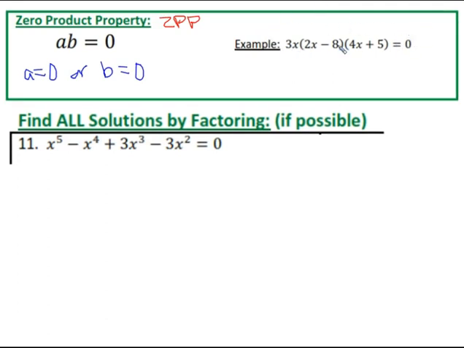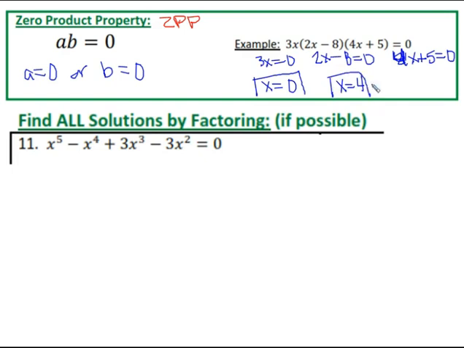So for example, we've been doing this year, either 3x equals 0, that's kind of our first part, or 2x minus 8 equals 0, that would be our second part, or even, oh wait, that should be 4x plus 5 equals 0, that would be our third part. So if we solve for x, by dividing by 3 in this case, our x solution would just be 0. If we added 8 and divided by 2, our x solution would just be 4. And over here, another x solution would be, if we were to subtract 5 and divide by 4, we would get negative 5 over 4.